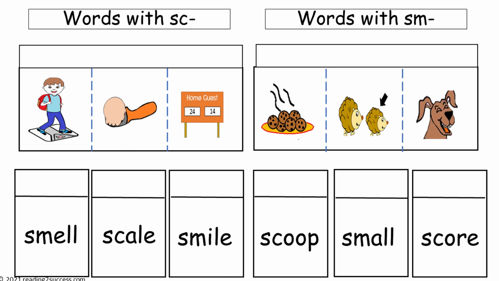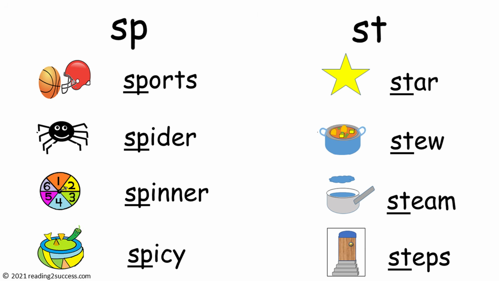And this is a template to do the same activity with the S blends SC and SM. Now introduce kids to two more S blends, the SP and the ST. We're going to begin with words that begin with SP. Sports, spider, spinner, and spicy.